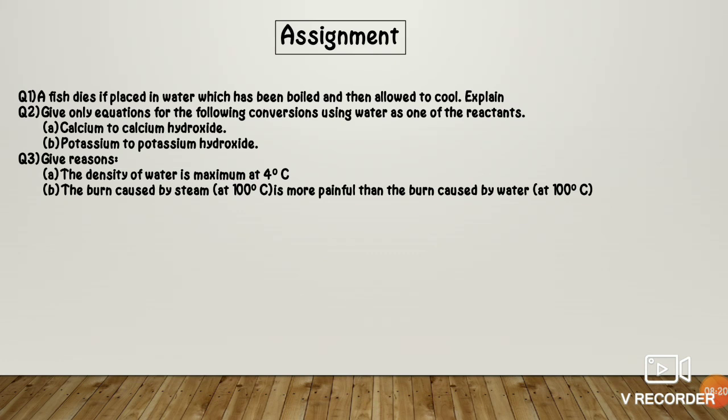That means you have to convert calcium to calcium hydroxide using water, potassium to potassium hydroxide using water. Number 3 question is give reasons. The density of water is maximum at 4 degrees Celsius and the burn caused by steam at 100 degrees Celsius is more painful than burn caused by water at 100 degrees Celsius.